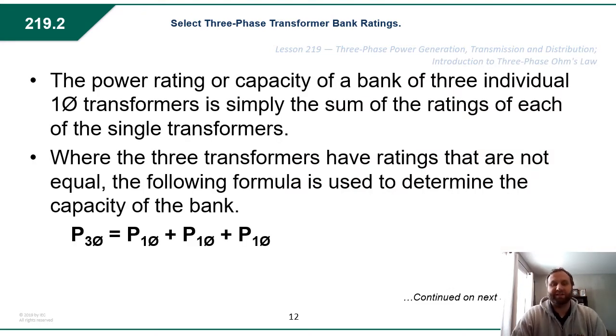Three-phase transformer banks. A three-phase transformer bank is, simply put, three single-phase transformers added together. I have three single-phase transformers in conjunction with each other to create this three-phase circuit or system. And if all three of those transformers in the bank are rated equally, you can just add them together. So P of one phase plus P of one phase plus P of one phase equals your P of three-phase in an equally balanced transformer bank.